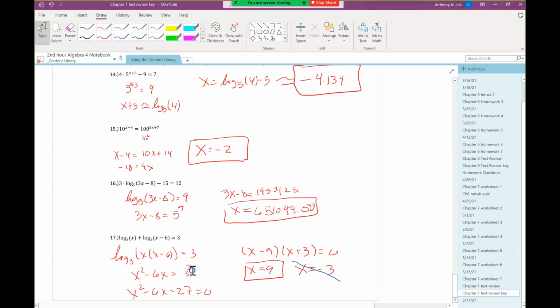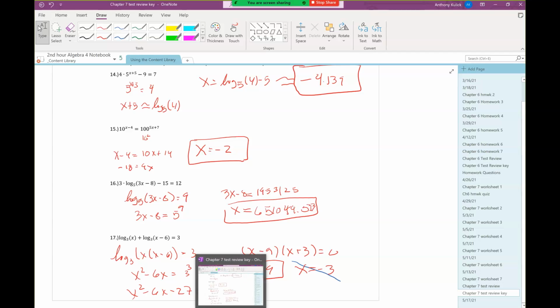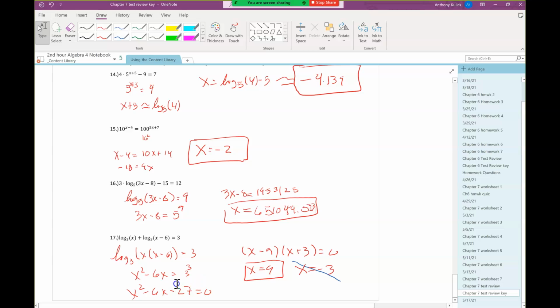3 to the third is just 27. So if I subtract the 27 over to the other side, I have a quadratic equation that's equal to 0. I can then factor that, or use the quadratic formula, that would have been fine too. So what multiplies to give me negative 27 and adds to give me negative 6 is negative 9 and positive 3. So my two potential solutions are 9 and negative 3.